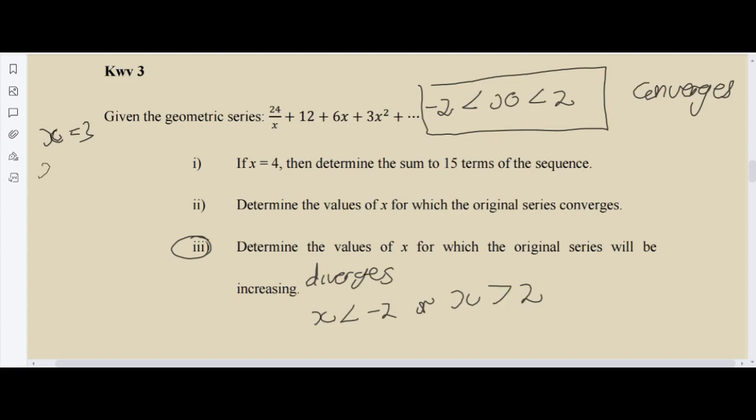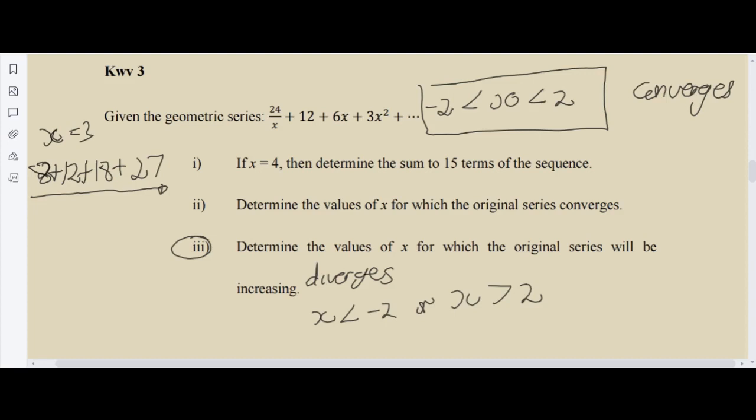We would see that 24 divided by 3 gives us 8. Then this would be 12. If we say 6 multiplied by 3, this would be 18. And then 3 bracket 3 squared would give us 27. So what we are seeing from this series is that the series will keep on increasing, right? So the series keeps on increasing.